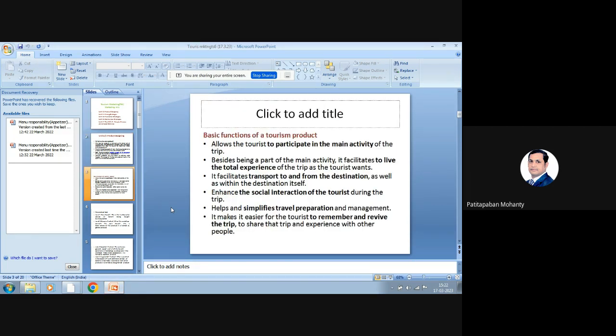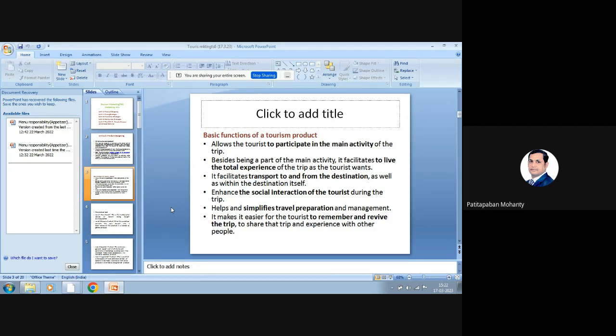What are the basic functions of a tourism product? First point: it allows the tourist to participate in the main activity of the trip. So when a tourist thinks about a trip, he thinks about some kind of activities, so that he or she will be involved, will participate, or will be more engaged. That engagement or participation gives him or her a particular experience. So the tourism product is always full of activities.